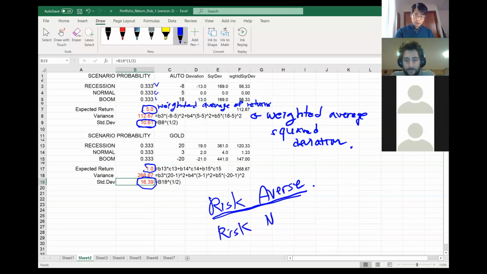Can anyone tell me what it means to be risk neutral?